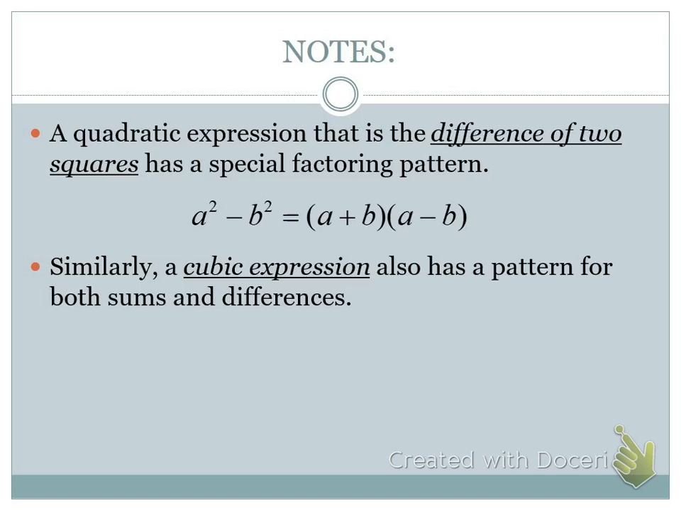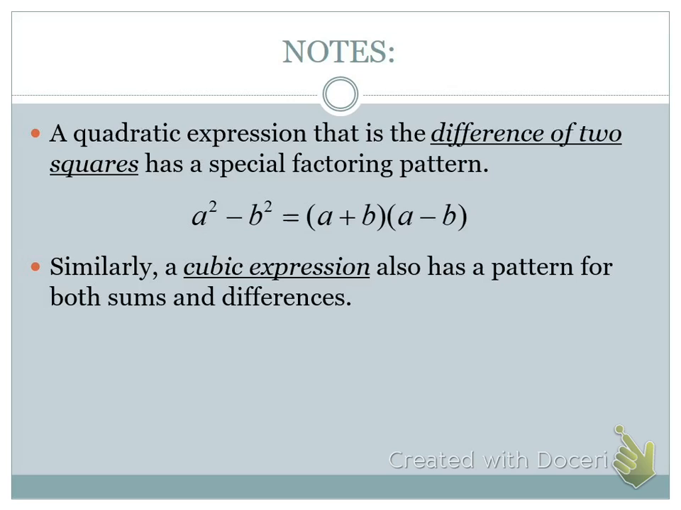All right, you might recall from last semester that a quadratic expression that is the difference of two squares has a special factoring pattern where a squared minus b squared was equal to a plus b times a minus b. These are the ones that we said we factored using square roots. Do we remember these? Two people do? A couple other head nods.